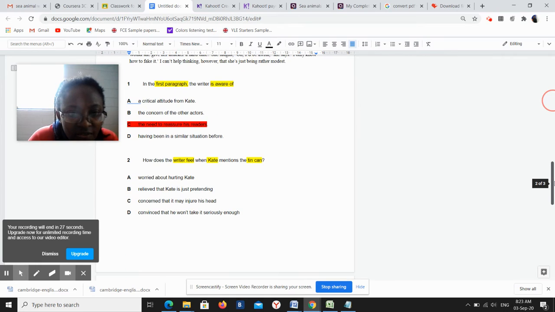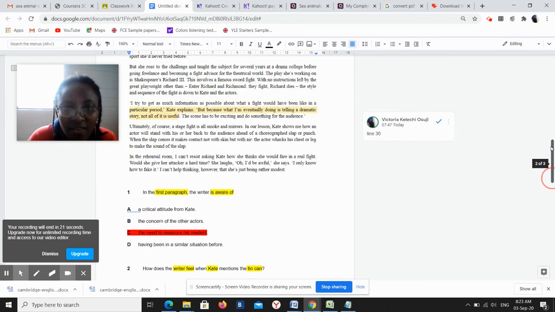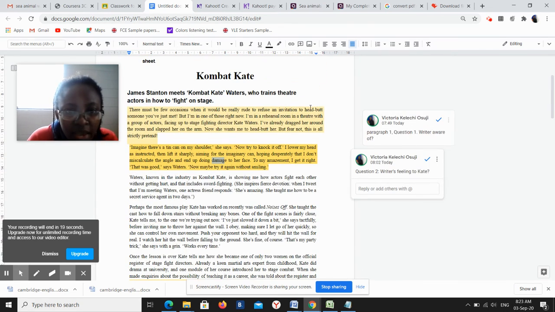And let's look at D. Convinced that he won't take it seriously enough. Let's see if he won't take the act seriously enough. To my amazement, I get it right. "That was good," says Waters. "Now, maybe try it again without smiling." So that is definitely not him saying that he won't get it right. He's not worried.